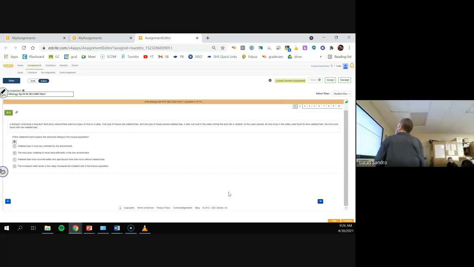A biologist conducting a long-term field study noticed that there were 2 types of mice. One had webbed toes and one lacked webbed toes. A dam was built and flooded it into a wetland. Over the years, all mice living in the valley were found to have webbed toes. None were found with non-webbed toes. What statement best explains the observed change in the mouse population?